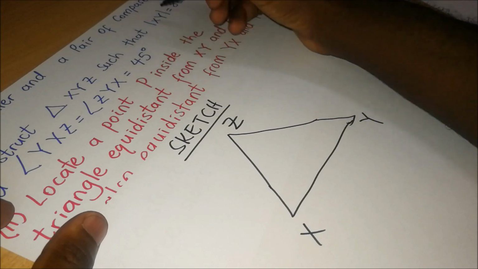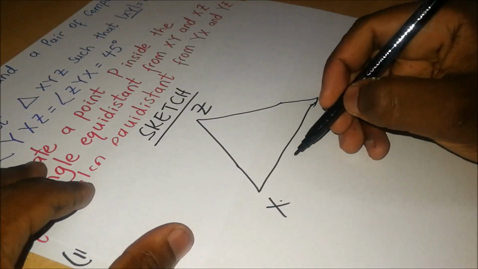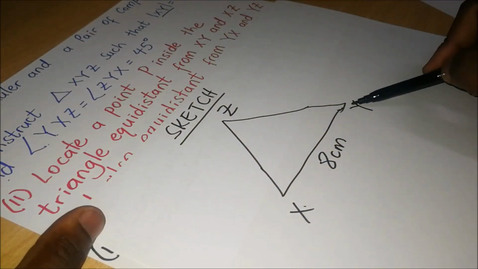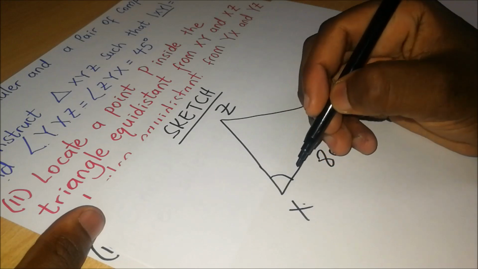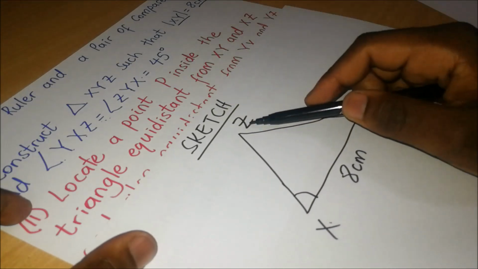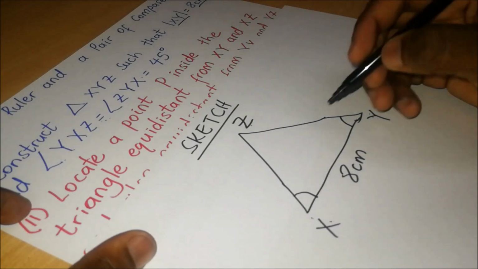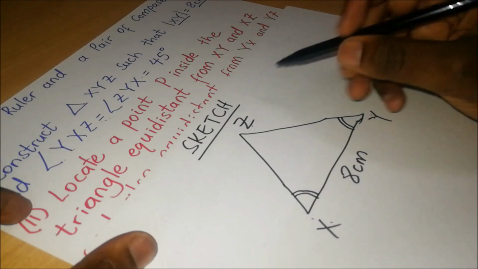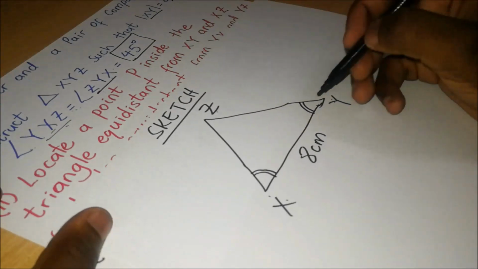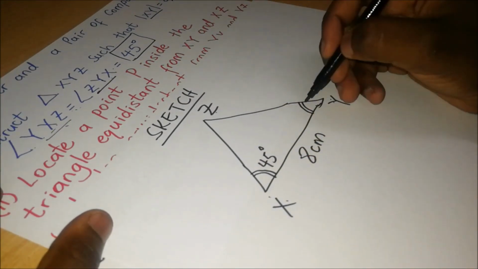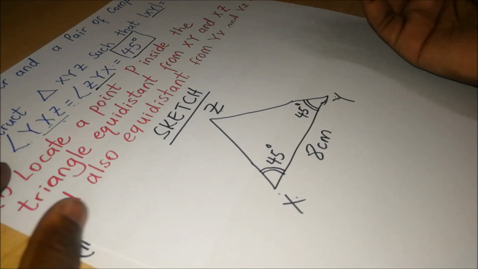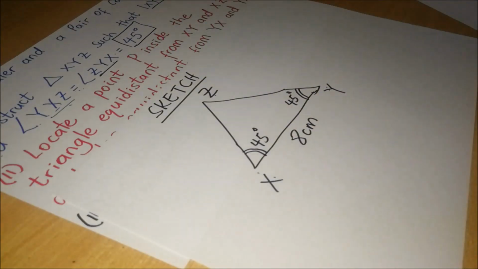So they continue to say that XY is 8 centimeters. So from X to Y is 8 centimeters. And then angle YXZ, that's the angle they're talking about, is the same as angle ZYX, which is this one. So it means that this angle is the same as that angle, and the question continues to say that this angle is equal to that angle and both of them are equal to 45 degrees. So this is 45 degrees and this is also 45 degrees. As simple as that. So let's construct the triangle.